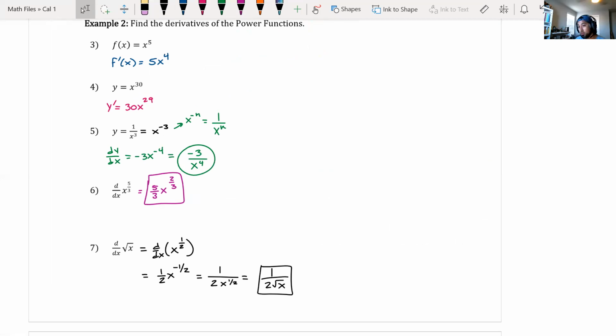So for number 6, where it's got the fraction in the exponent, it's okay to leave it like that. Just if it's a negative, you would need to write it in the other form, 1 over. Exactly. But if you want, it's good practice to rewrite them. So if you want, you could have had this as 5/3 times what? The cube root of x squared. There you go.